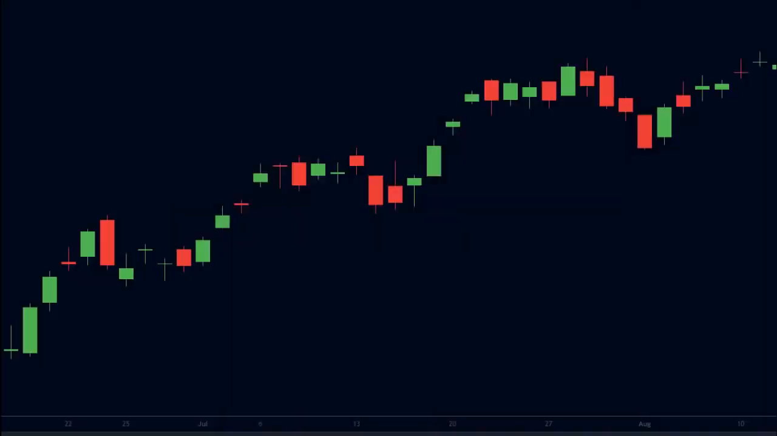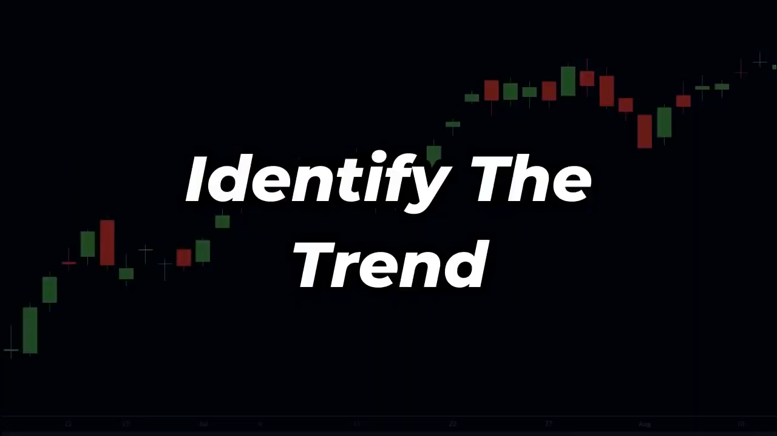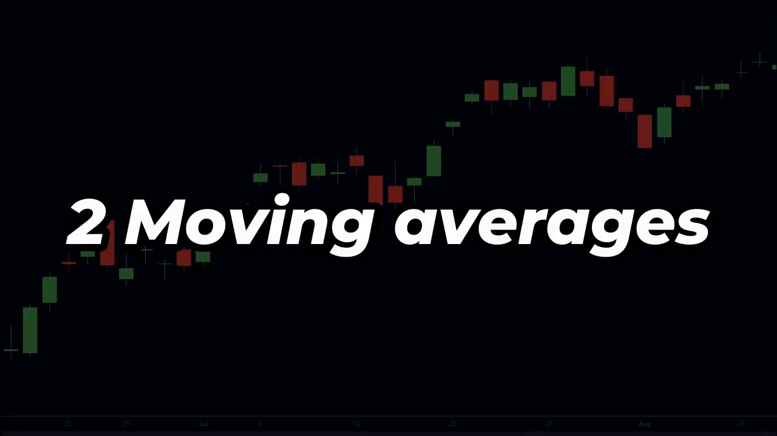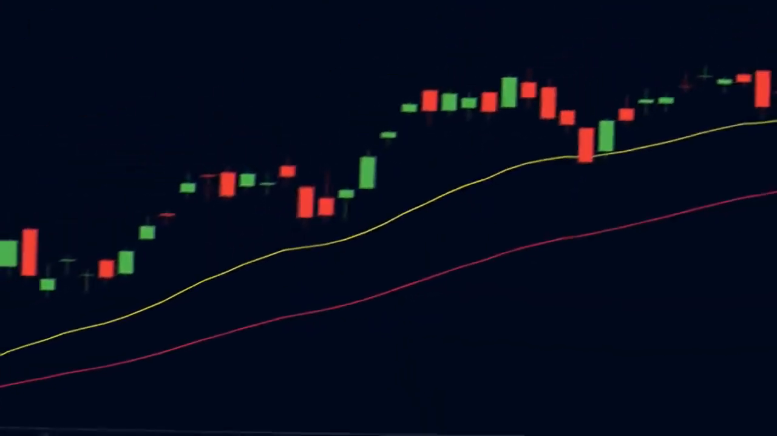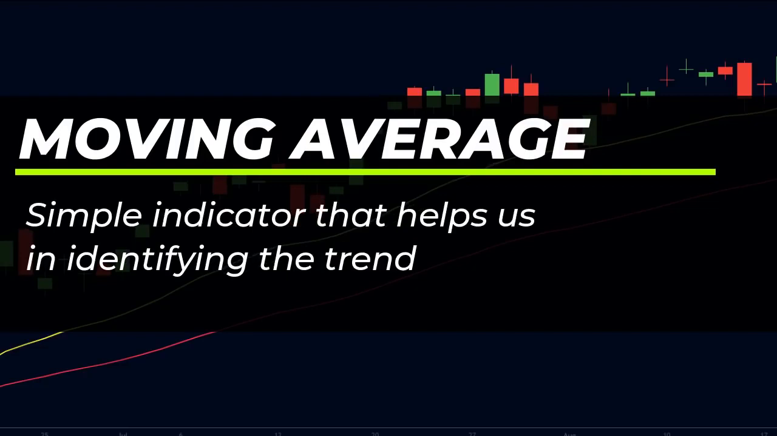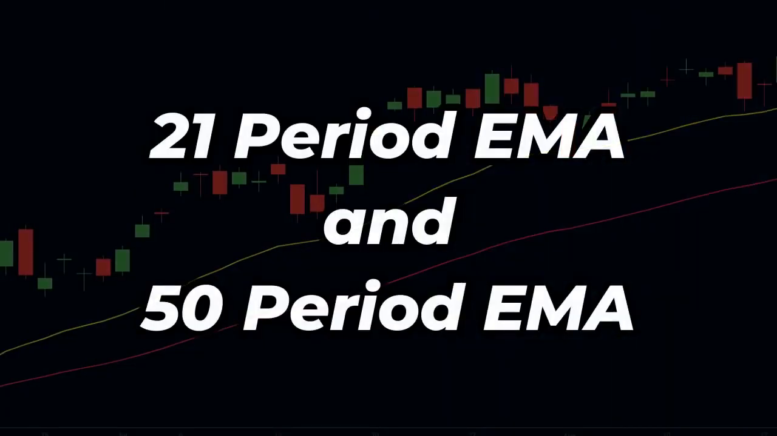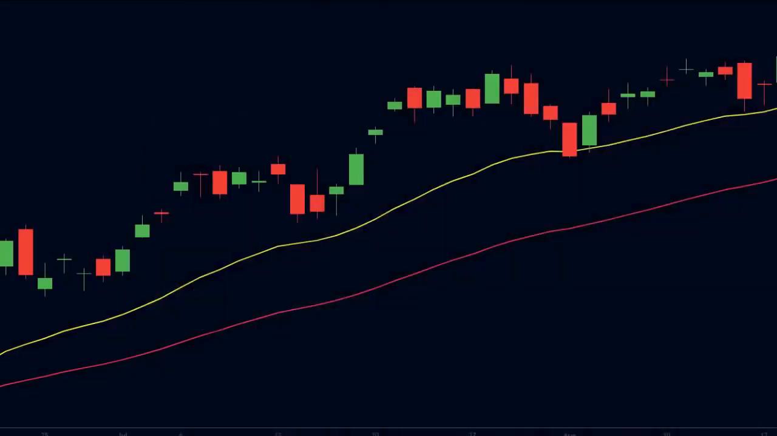To enter on pullbacks, we first need to identify the existing trend. To do so, we will use two moving averages. A moving average is a simple indicator that helps us in identifying the trend of the market. We will use a 21-period exponential moving average and a 50-period exponential moving average. On this chart, the yellow line is the 21-period EMA, and the red line is the 50-period EMA.